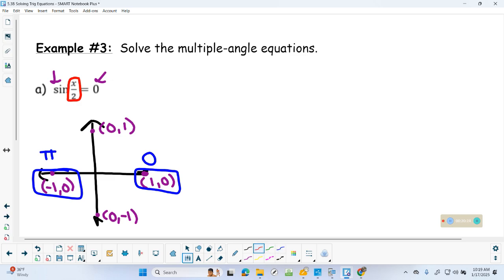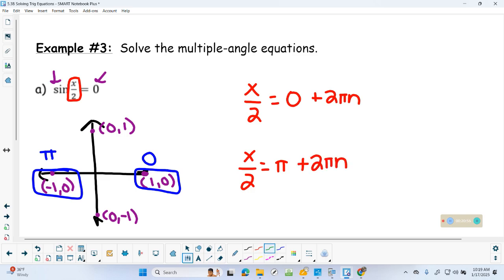Now, here's our new, exciting, fancy stuff we're going to do. Instead of me just writing x equals 0, x equals pi, you have x over 2. So I'm going to put x over 2 equals 0. I'm going to come back to that, hang on. x over 2 equals pi. Now, also remember it says all solutions. I need the coterminals, so I also have to put on the 2 pi n's.